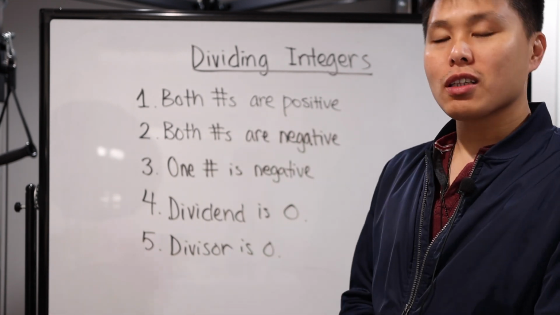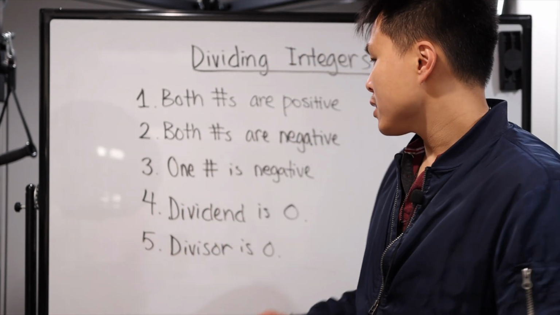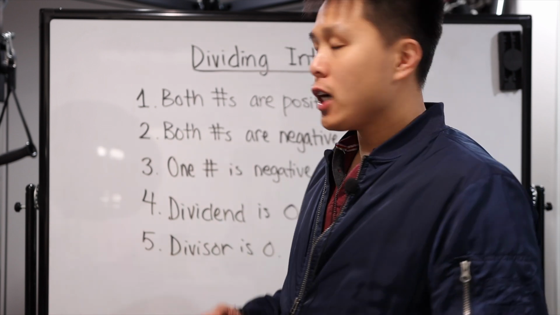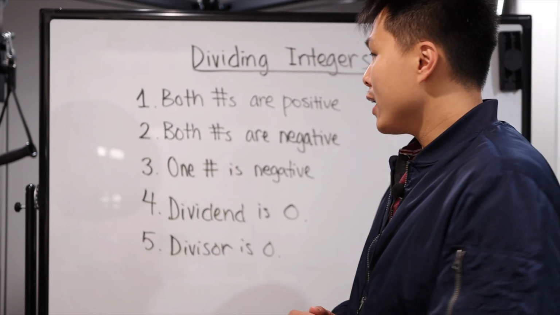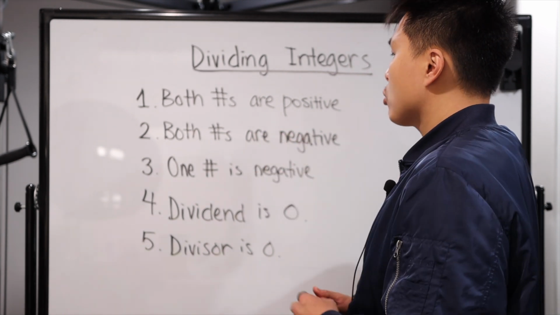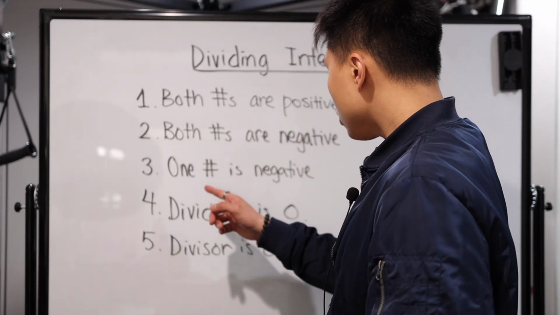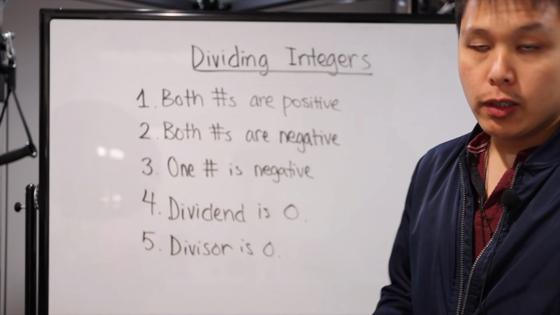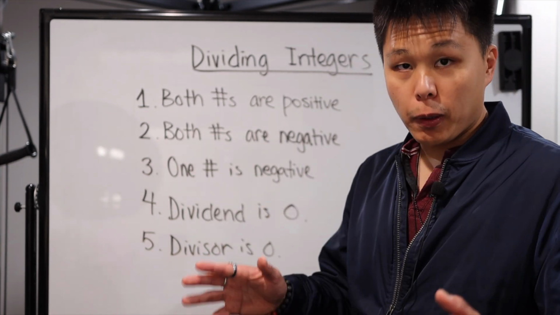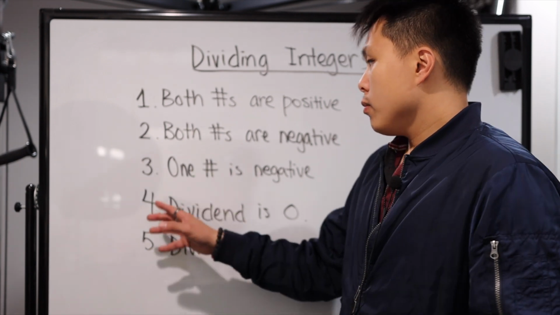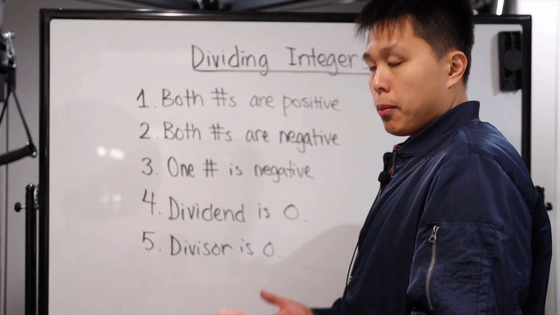Now, out of all the different cases that I've talked about, this is the one that is a little more complex. There are 5 possible scenarios when you're dividing with integers. The first one is both numbers are positive. Second one, both numbers are negative. Third, one number is positive and one number is negative, so just one number is negative and the other one is positive, right? If they're not positive or negative, then they fall into the 4th or 5th possible scenario.